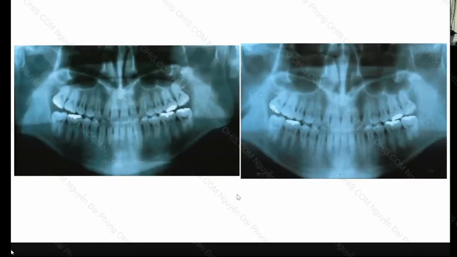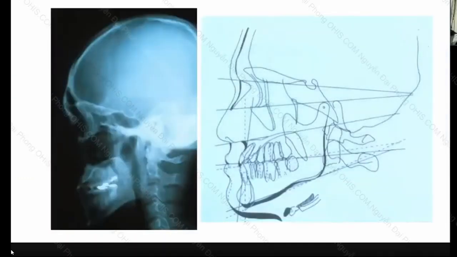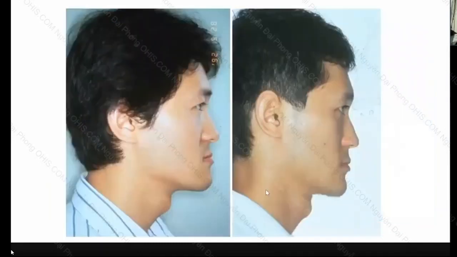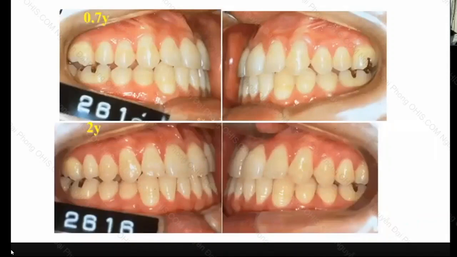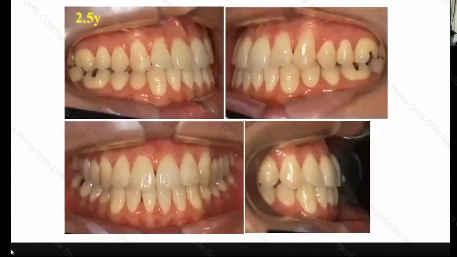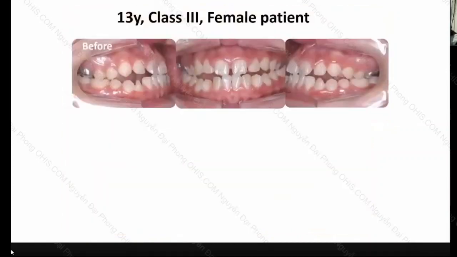This is the before and after superimposition. The profile changed like this. And follow up, this is 2 years after. Not so much change. Good. So it's almost time.